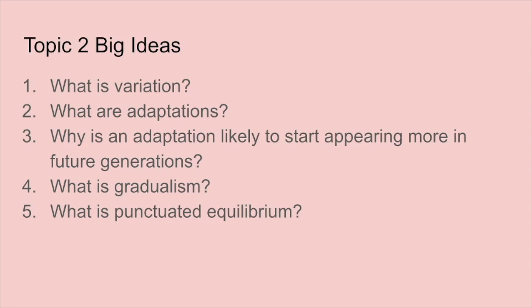Okay, so at the end, you should be able to answer these. If not, maybe go back in the notes or in the video lesson and see if you can find the answers. What is variation? What are adaptations? Why is an adaptation likely to start appearing more in future generations? That's one that we will be exploring in more depth tomorrow, but you should have a basic feel for that right now, okay? What is gradualism and what is punctuated equilibrium? You should be able to compare and contrast those two.